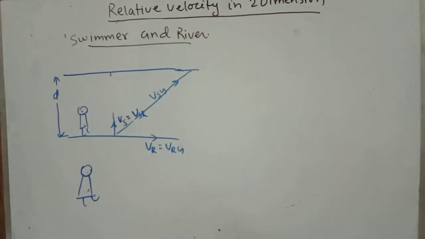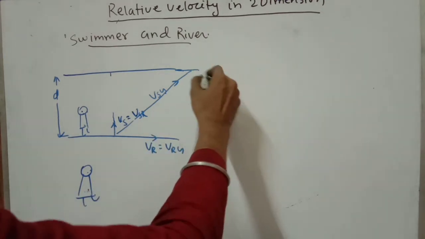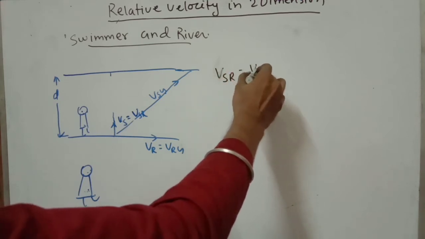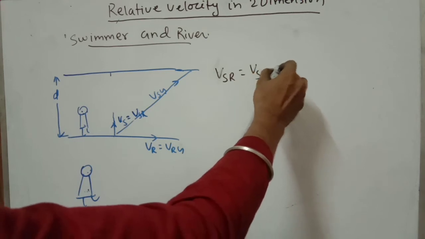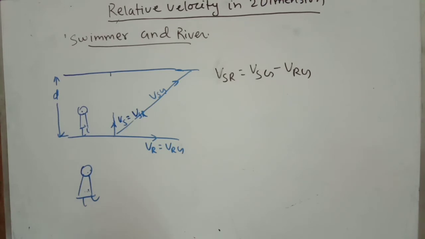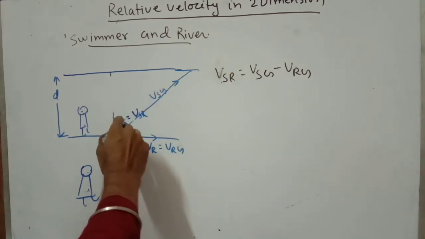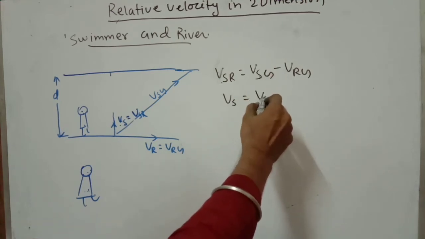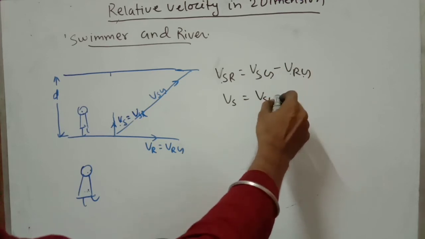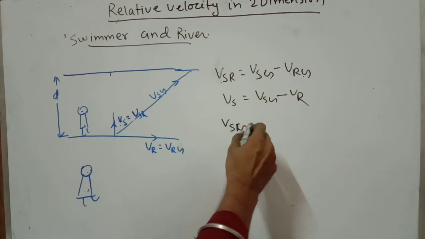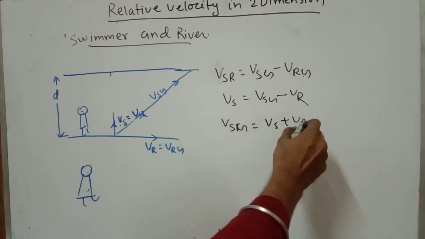Okay, so now we are going to find the velocity here. We know the velocity of the swimmer with respect to the river, so you can write it as velocity of the swimmer with respect to the ground minus the velocity of the river with respect to the ground. Here the velocity of the swimmer with respect to the river is given, that is Vs. The velocity of the swimmer with respect to the ground we don't know. The velocity of the river with respect to the ground is Vr. So from here we can find Vsg equal to Vs plus Vr.